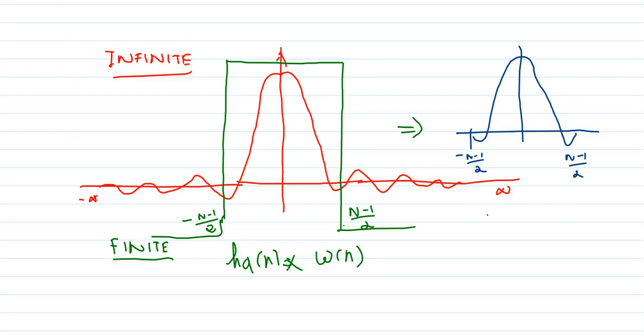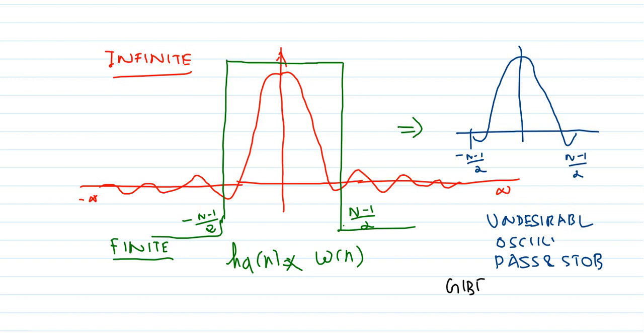So there will be undesirable ripples, undesirable oscillations in the pass band as well as the stop band. These undesirable ripples or oscillations are given the name Gibbs phenomenon.